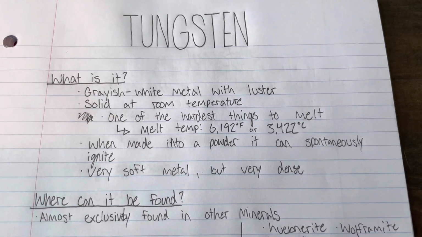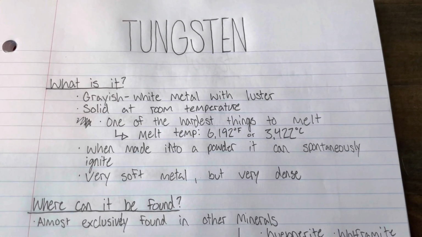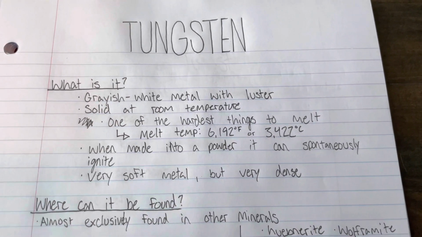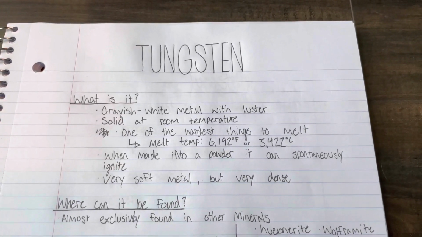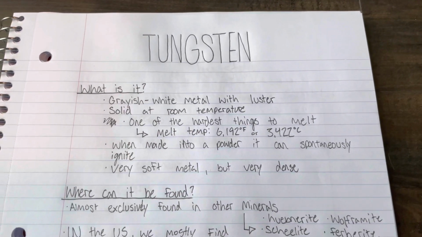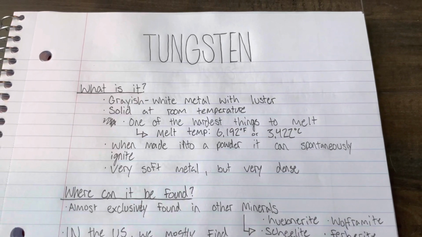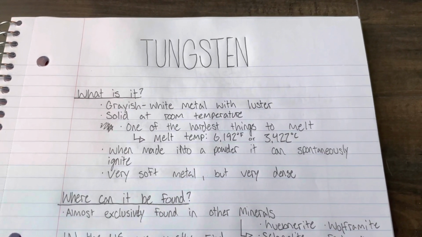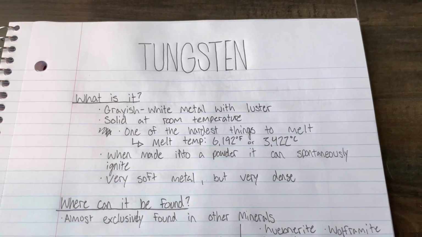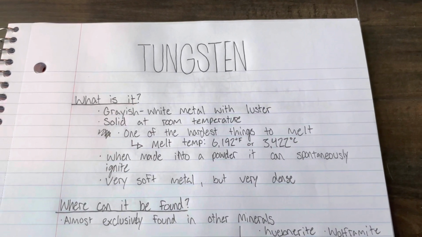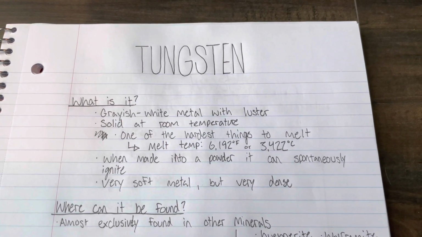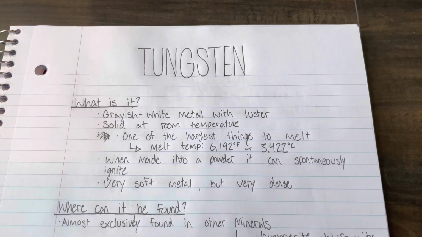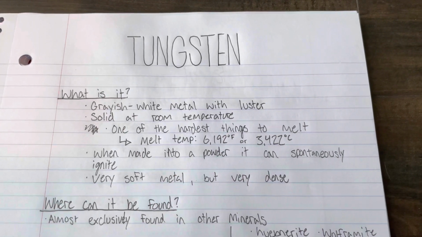6,192 Fahrenheit or 3,422 Celsius. When tungsten is made into a powder, it can spontaneously ignite, and this powder, when lit, can also just combust into flames. As far as softness goes, it's a very soft metal, but it's very dense, and it's also one of the densest things, as well as being one of the hardest things to melt.